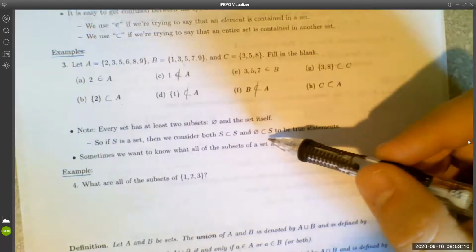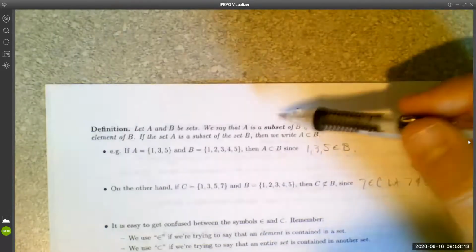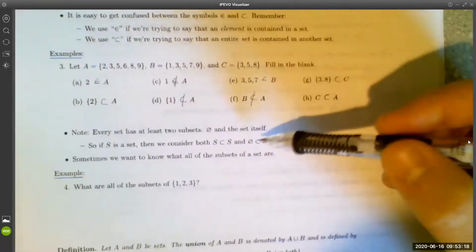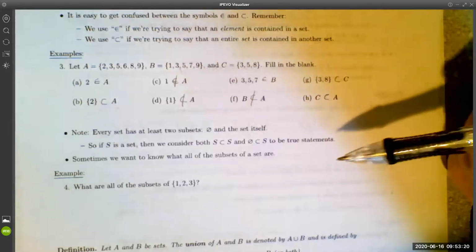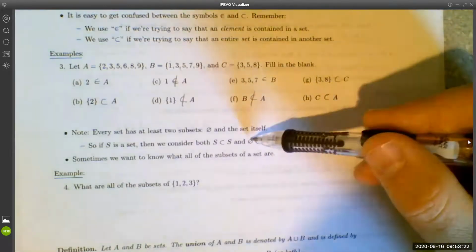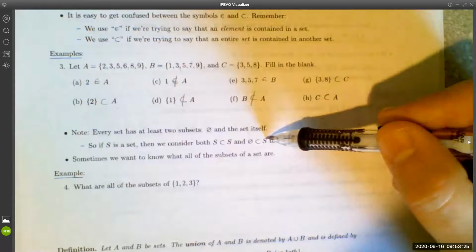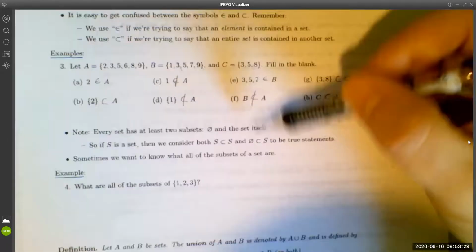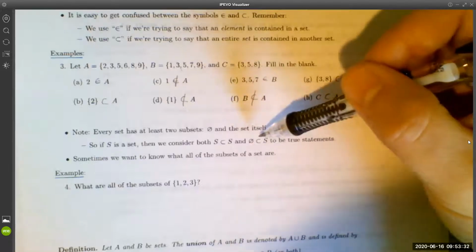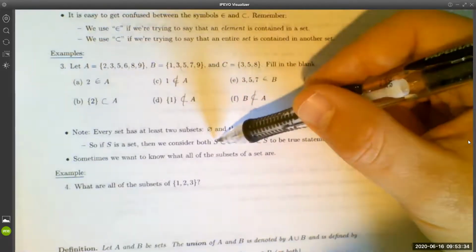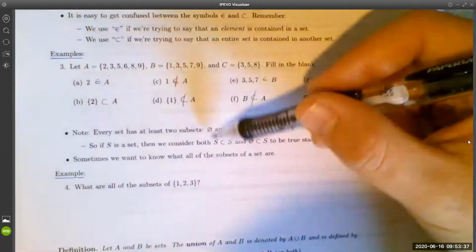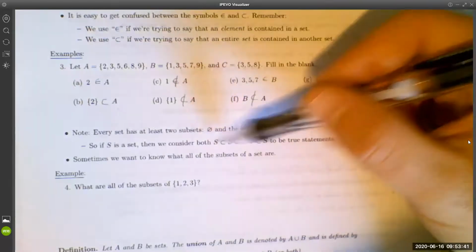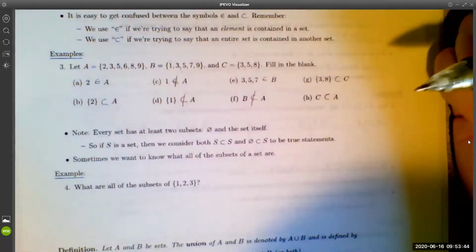Because remember, the definition of a subset is that A is a subset of B if and only if every element of A is an element of B. So the empty set doesn't have any elements. So it is trivially true that every element of the empty set is an element of any other set. It's a vacuous statement, but it's true nonetheless. And then of course the entire set is a subset of itself because every element of the original set is an element of the set itself.